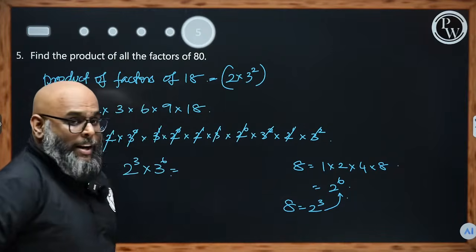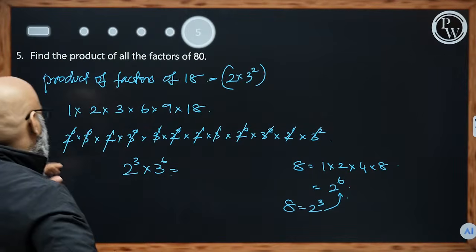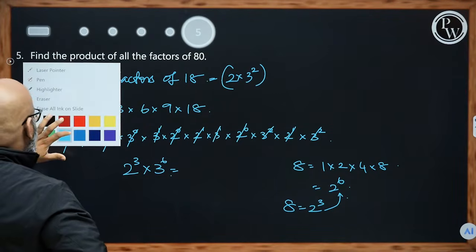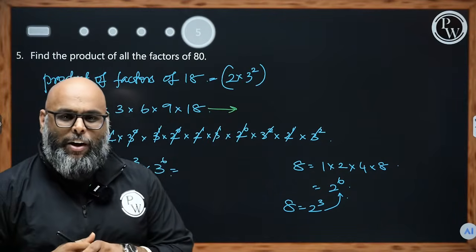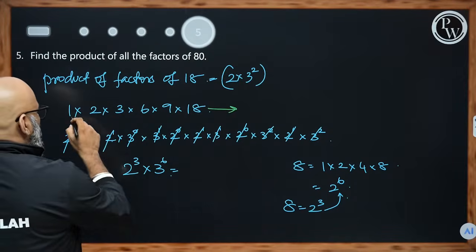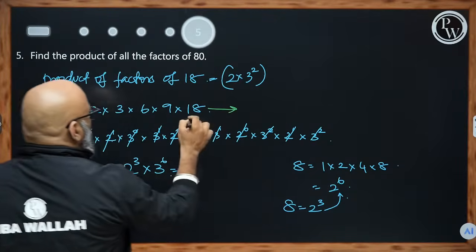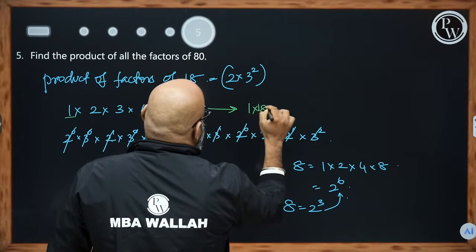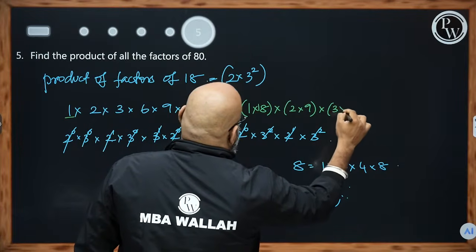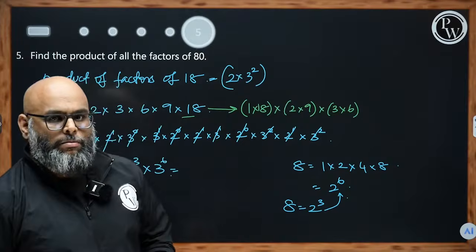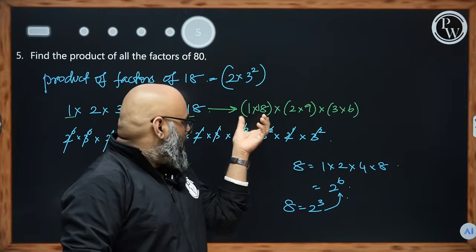Maybe all this while we were right, except for one step. Maybe I could have broken it down in a simpler way. I'm going to slightly rewrite it in a format that we are comfortable with, the same factors in a different order. I'm going to say 1 into 18 into 2 into 9 into 3 into 6. Am I right? 1, 2, 3, 6, 9, 18. Same 6 factors, but I've written them in pairs.